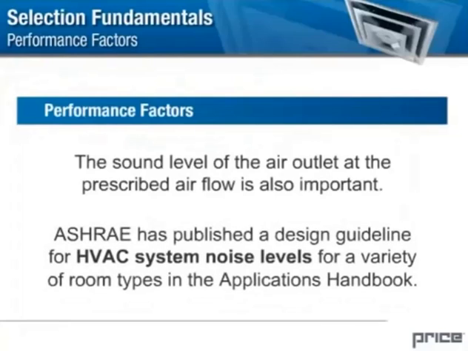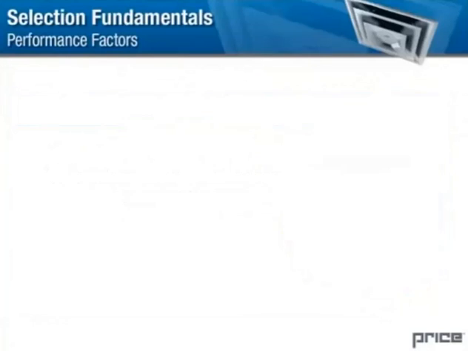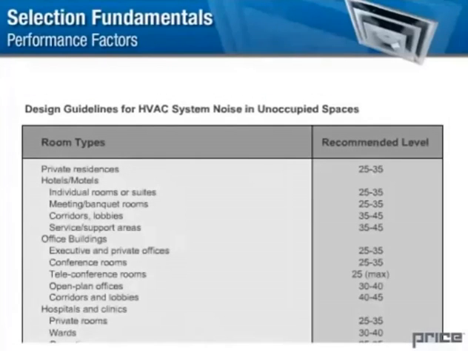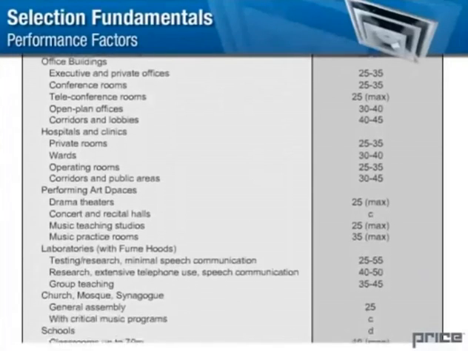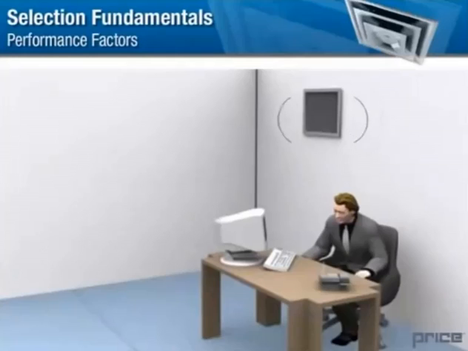ASHRAE has published a design guideline for HVAC system noise levels for a variety of room types in the applications handbook. This information has been reproduced in the Price All-in-One catalog. Air outlets should be selected so the sound level at the specified airflow falls within the recommended sound level range for the specific room type. If the sound level is too high, it can be distracting and unpleasant for occupants in the room. If the sound level is too low, that can also be unpleasant for occupants.